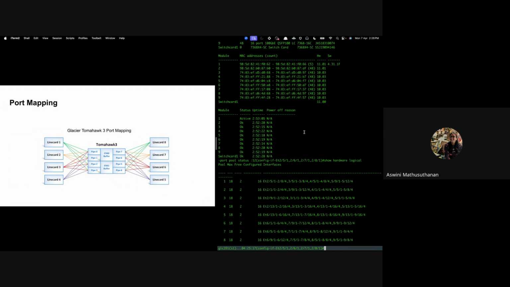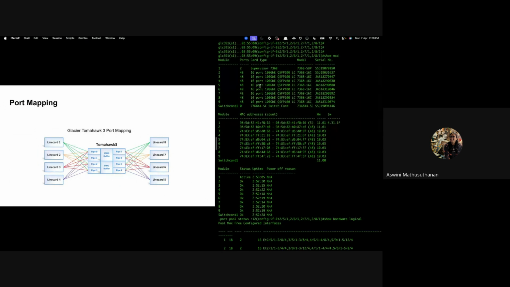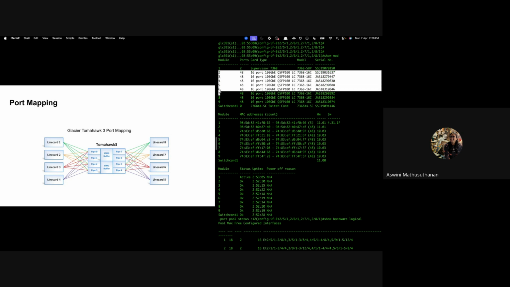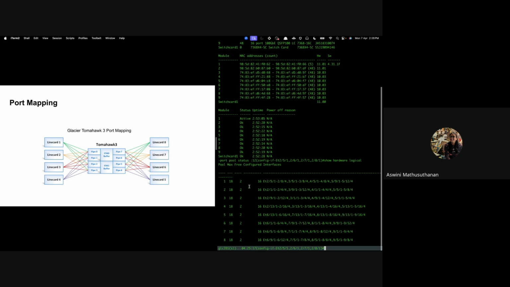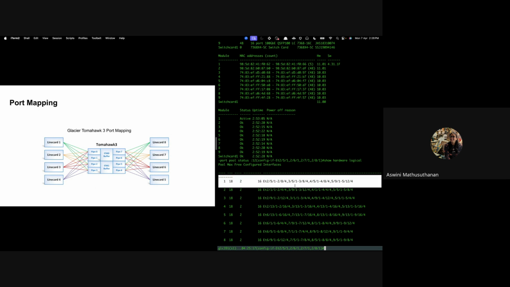Okay, so if you look at the show module of this chassis, we see the first card is the supervisor. So the line card actually starts from slot 2. Slot 2 is considered the first slot. That is why line card 5 has come into pool number 1. So we see 2, 3, 4, and 5.